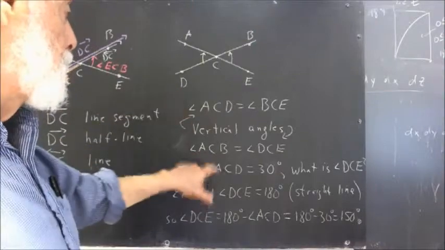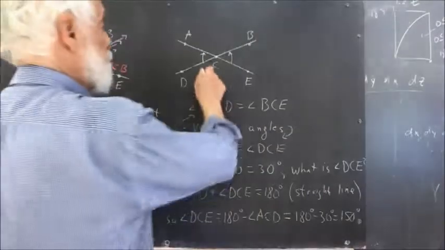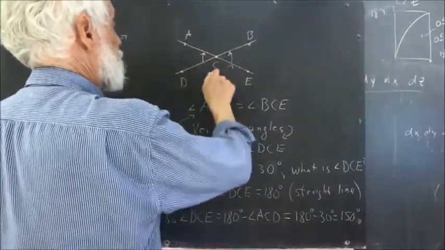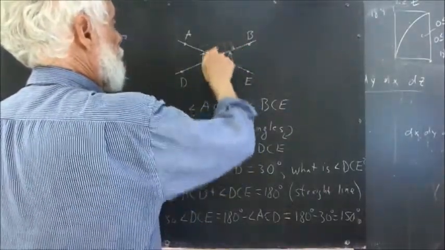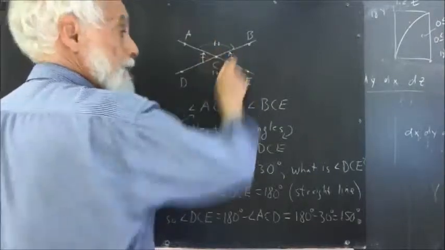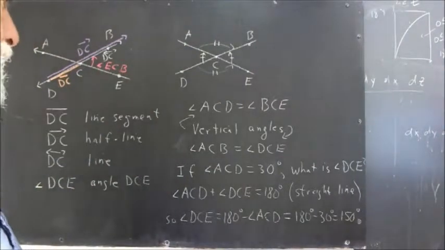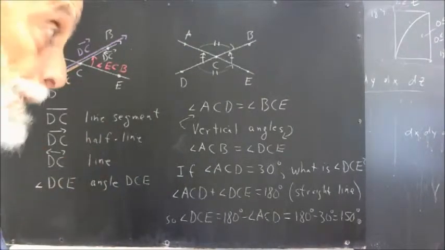And also ACB and DCE are equal. So let's see, here's DCE and here's ACB. So this is equal to this is equal to this. And again, there's notation that I believe you understand. If you don't, again, be sure you ask.